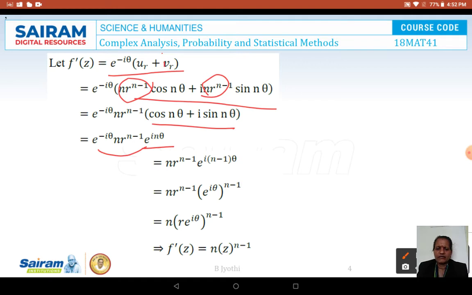Now r power is also n minus 1 and e power i theta to the power is also n minus 1. Let us group them. So we get (r e power i theta) whole power n minus 1, and which is nothing but z. Therefore, we get n into z to the power n minus 1, which is the required derivative.